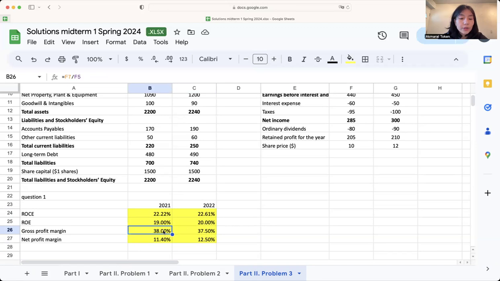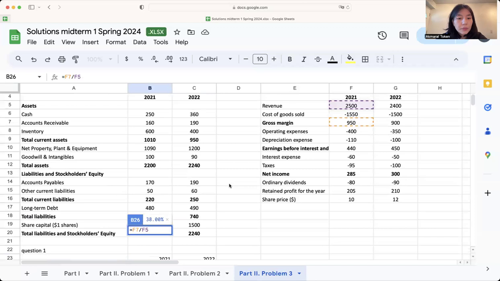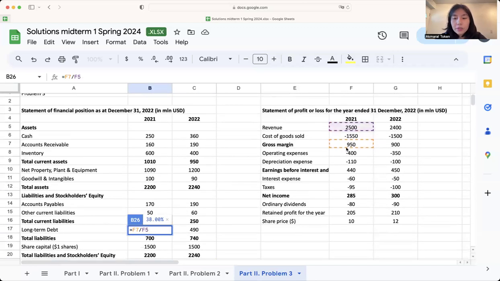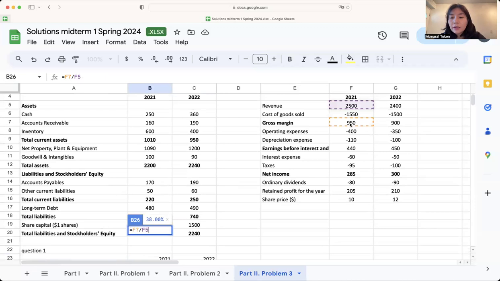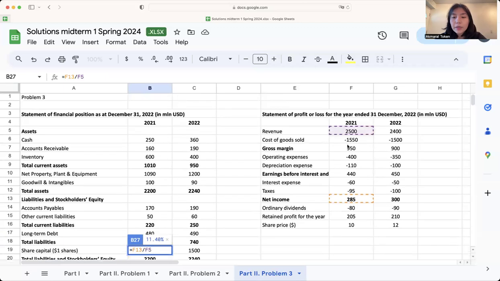Next one is to find the margins. You can find any margin as you prefer, either gross profit margin, operating margin, or net profit margin. So here we have net profit margin and gross profit margin. Gross profit margin is calculated as gross profit divided by revenue. So basically we have this $950 divided by 2,500. And same for the next year. And for net profit margin, you divide net income by revenue.